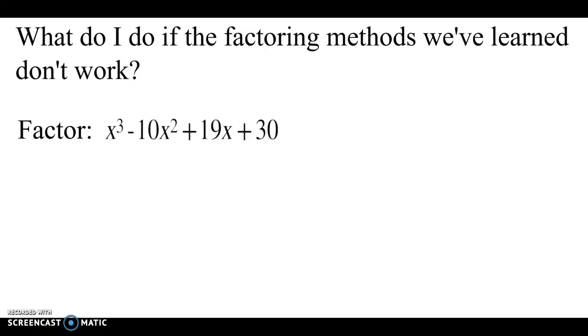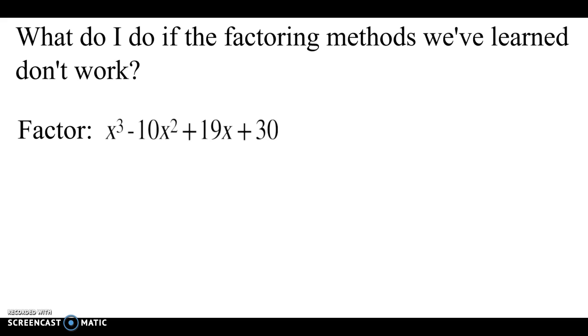Today the only thing we have left to do is answer: what do I do if the factoring methods we've learned don't work? So, for example, how many terms does this polynomial have? 4. Go ahead and get out your flowchart because you'll need it today. It has 4 terms. What does our flowchart tell us to do? Grouping. So let's try and group this.